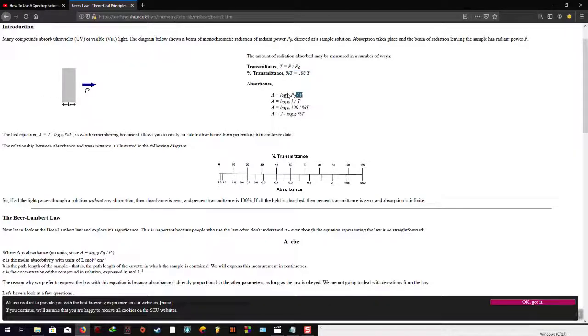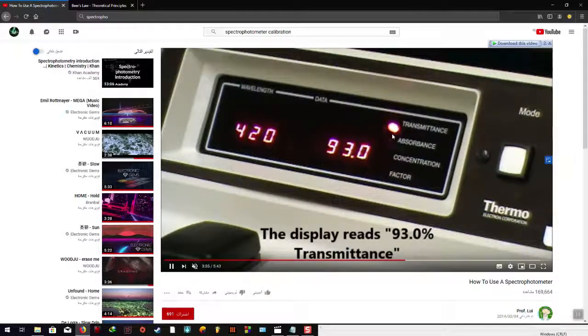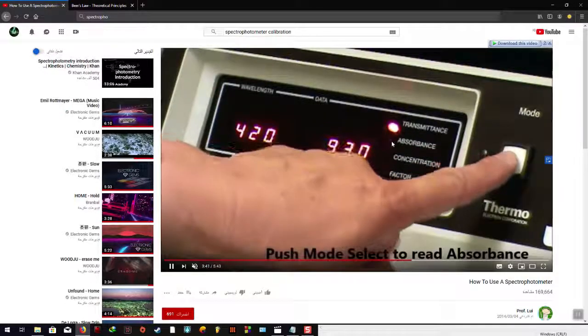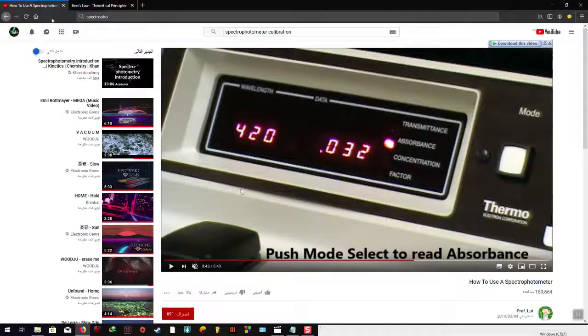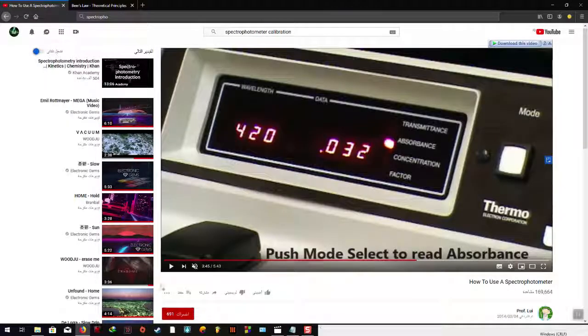Now we're telling the device to use this formula because this will help us get the concentration. We could just keep it on transmittance and use this formula manually to get the absorbance, but this would require a long time since we have a lot of things to calculate. So we are going to tell the device to use the absorbance. From the previous transmittance, which is 93, the device uses the absorbance log to get the absorbance, which is 0.32.